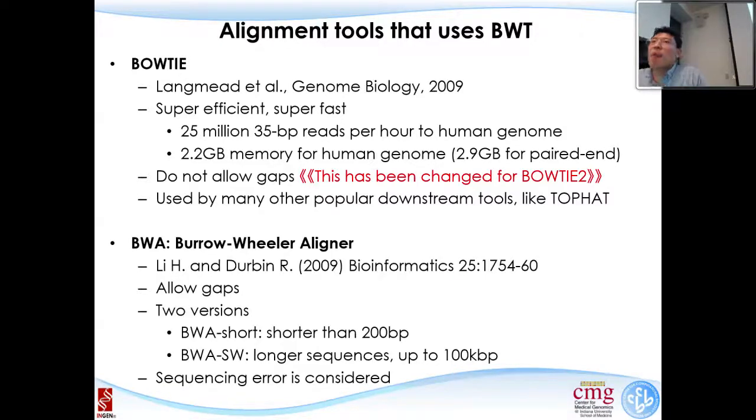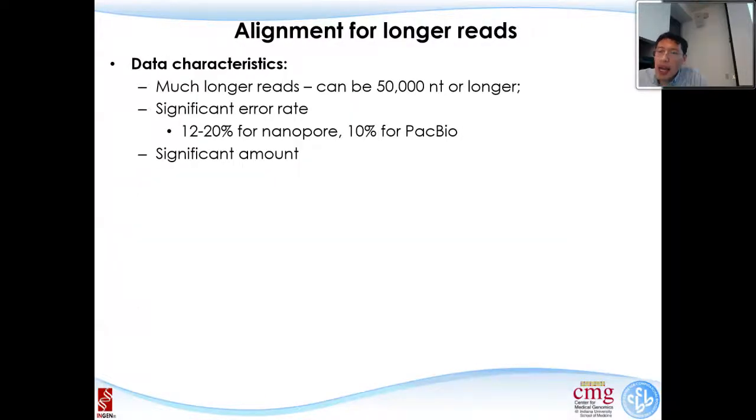Another very important algorithm is called BWA, Burrows-Wheeler Aligner, which was also published in 2009 and uses this Burrows-Wheeler transformation. This also allowed gaps. So between these two, those are the two most popular algorithms used for sequence alignment. And those are for short read sequencers.